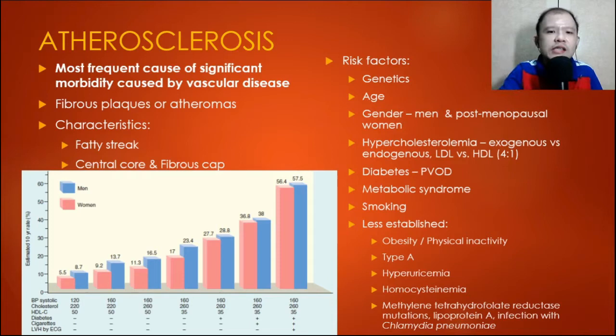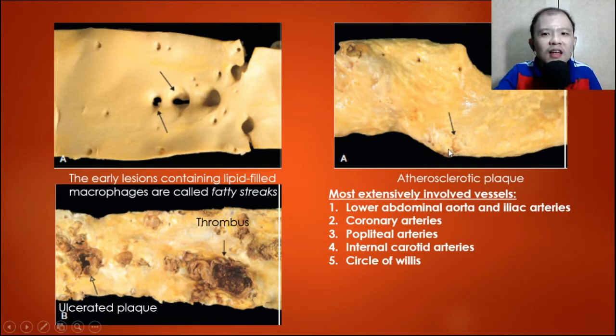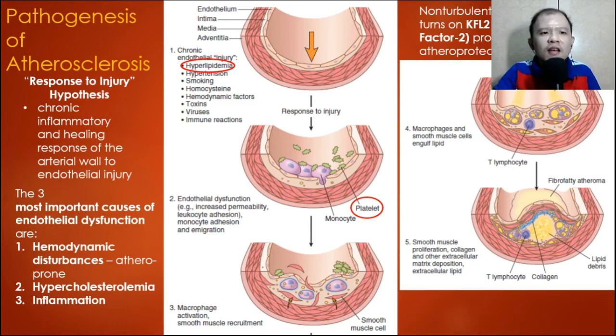So this is the fatty streak. You have the atheroma or atherosclerotic plaque. You have the ulcerated plaque, which leads to the formation of the thrombus. We'll talk about the detailed process later. These are the most extensively involved vessels, most particularly the lower or abdominal aorta, which is really very prone to atherosclerosis. So what is the pathogenesis of atherosclerosis?